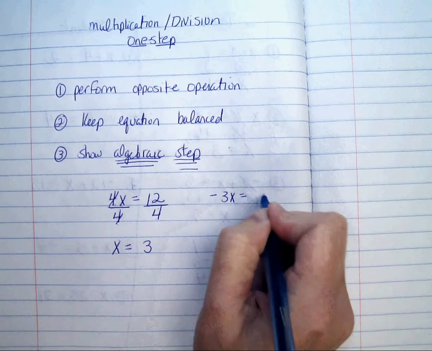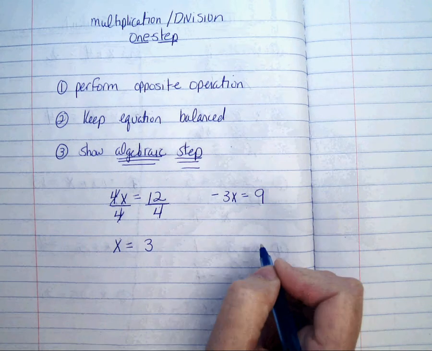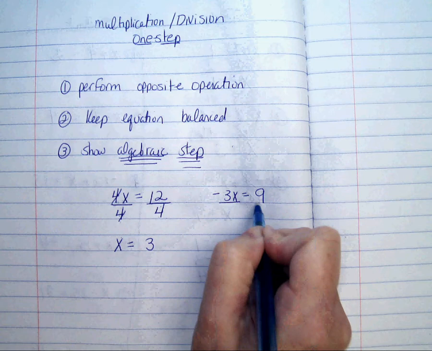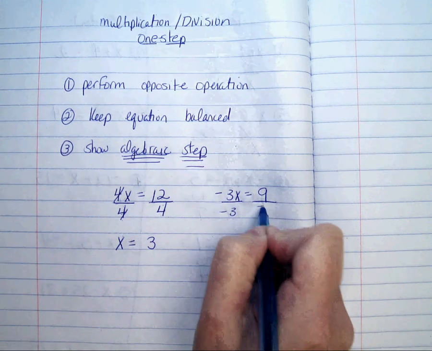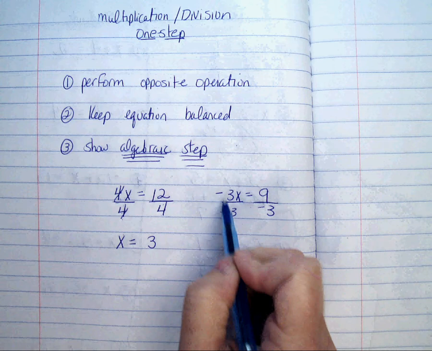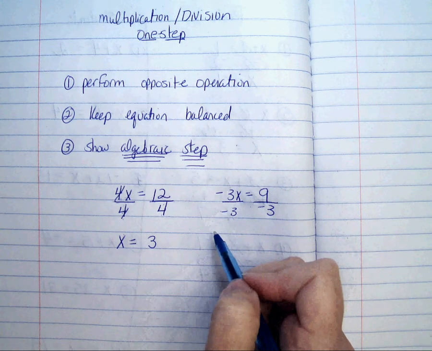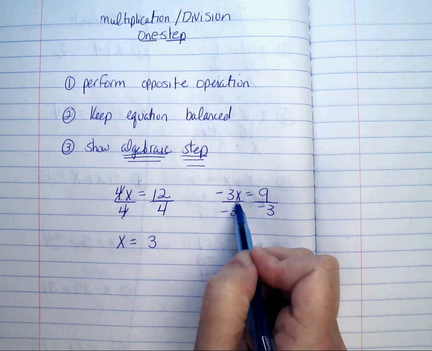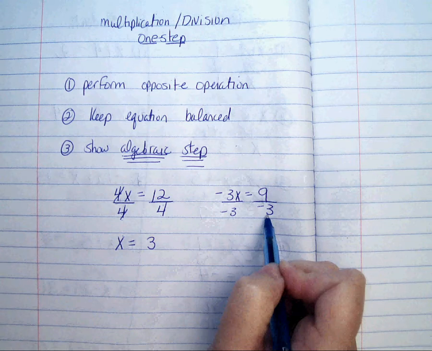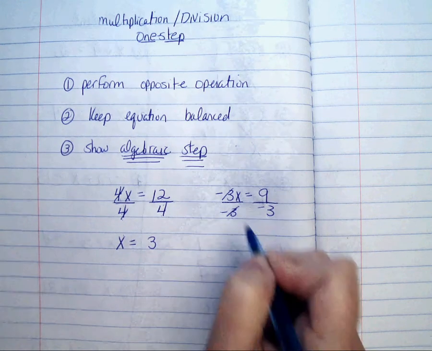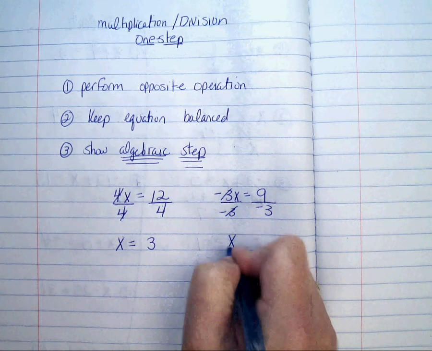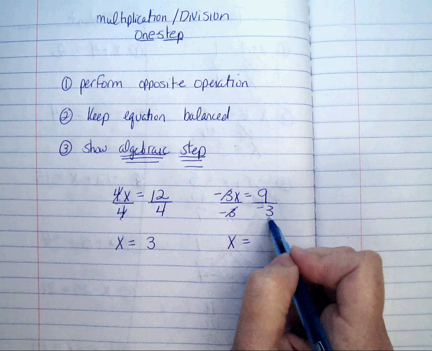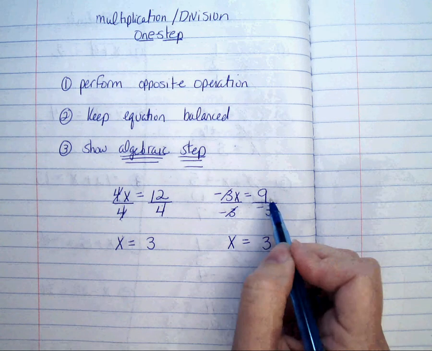Okay? Look at this one. Negative 3x equals 9. Now, the opposite of multiplying by negative 3 is dividing by negative 3. Okay? Notice I didn't use the opposite sign. It's not the opposite sign, it's the opposite operation. And the opposite of multiplying by negative 3 is dividing by negative 3. Negative 3 divided by negative 3 is 1. 1x equals, now remember your integer rules.